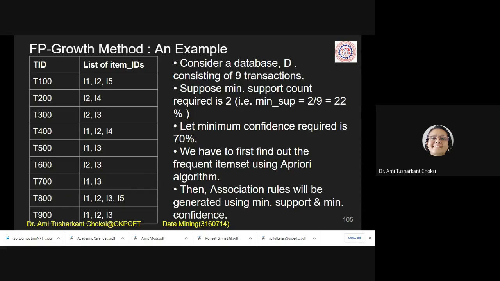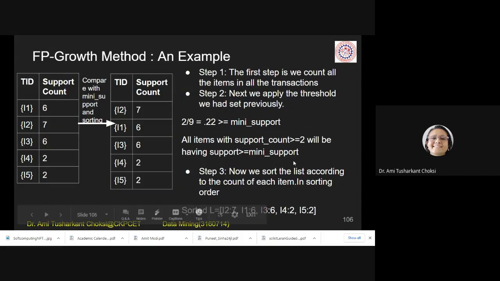Now we have to first find out the frequent item sets using the Apriori algorithm, that is one item sets, and then association rules will be generated using minimum support and minimum confidence. So we have to scan the database and find the support count of the items. Then we need to check it with the minimum support and find L1, the one item set frequent items.